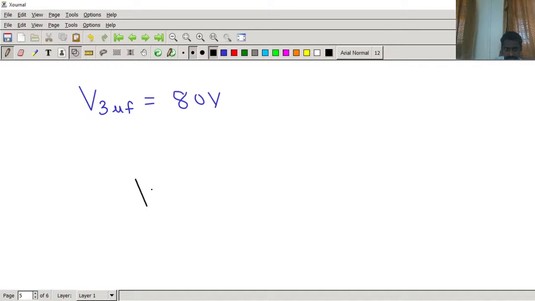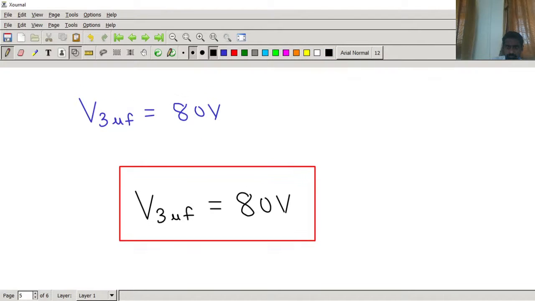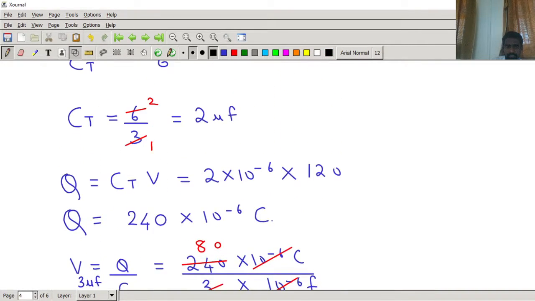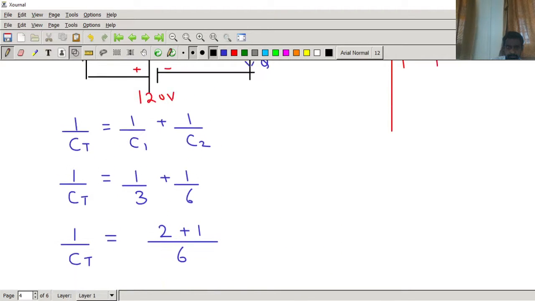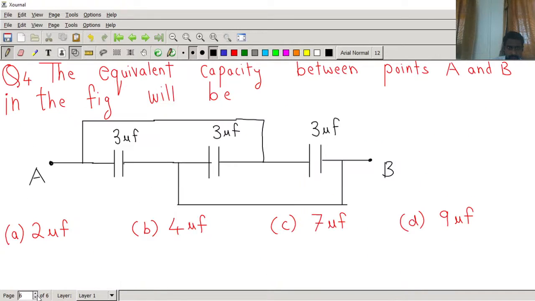So the answer to this problem is that the potential difference across 3 microfarad is 80 volt. Student, this is the final answer of this question. So we have solved this problem, and the final answer is 80 volt. The answer is option D. Now let us move to the next question, question number 4.